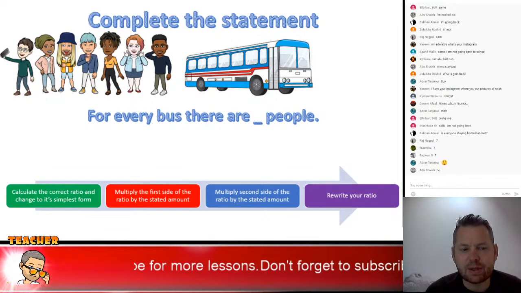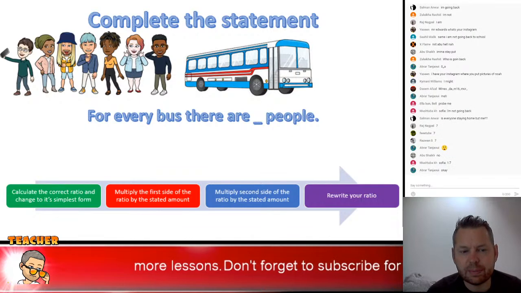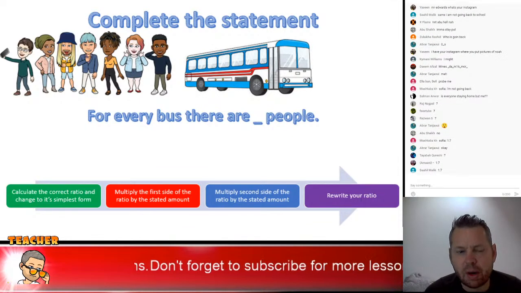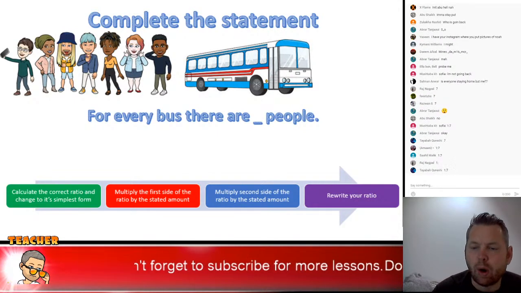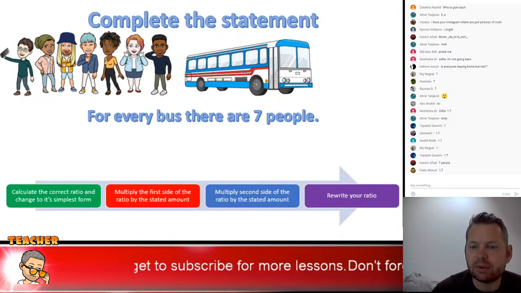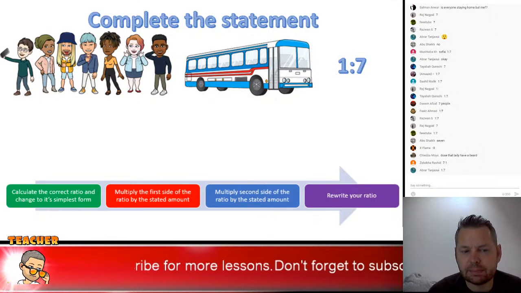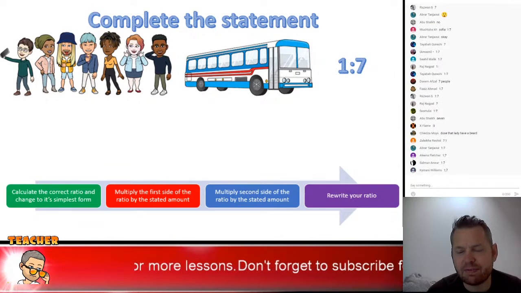Yep, the 7, but that's not the ratio. I want to know the ratio. Well done, Sophia. Yep, the ratio, and morning, Sophia. The ratio is 1 bus for every 7 people. Okay, 1 bus for every 7 people.